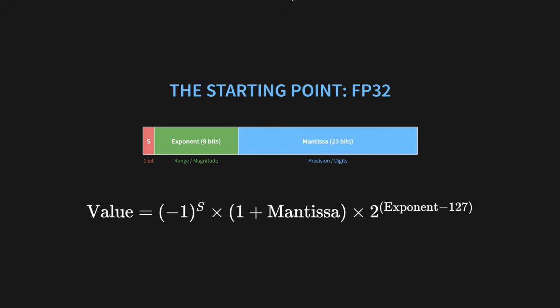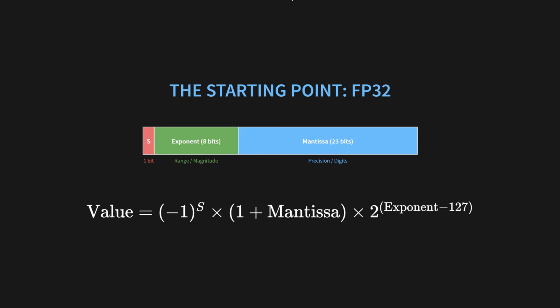All these pieces get combined using this, well, slightly scary-looking formula you see on the screen. Value equals (-1) to the power of s times (1 plus mantissa) times 2 to the power of (exponent minus 127). Look, you do not need to memorize this. The key takeaway is that it's a complex system designed for high precision and a massive dynamic range.